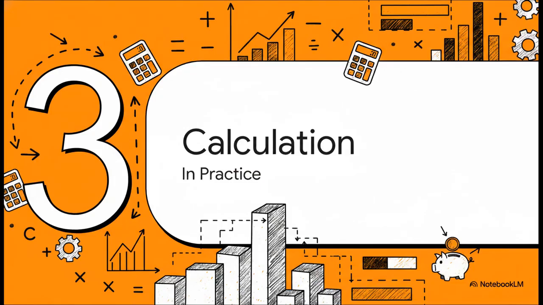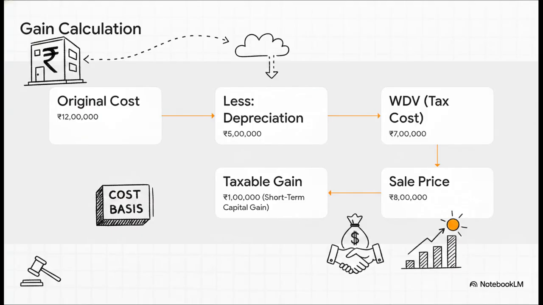Okay, theory is great, but let's make this real. Let's move from the legal text to a practical step-by-step calculation. We'll use our first example to see how this all works with actual numbers. So let's walk through it. The machinery originally cost 12 lakhs. Over the years, let's say you claimed a total of 5 lakhs in depreciation. Simple math, 12 minus 5 leaves a written down value of 7 lakhs. This is your new cost for tax purposes. Now you compare that to your sale price of 8 lakhs. And just like that, what looked like a loss is actually a taxable short-term capital gain of 1 lakh.